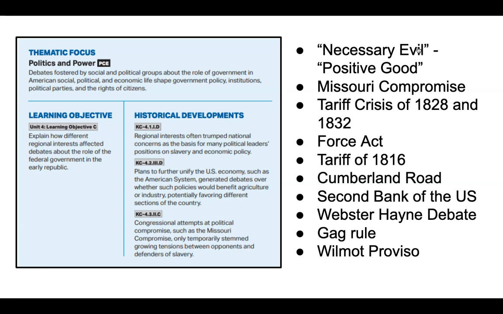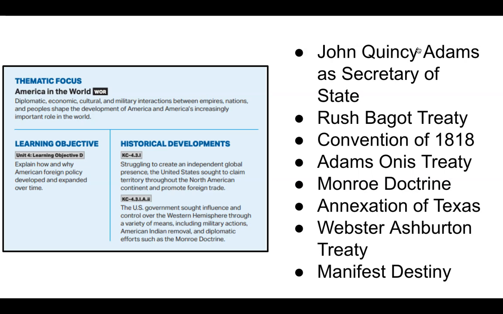You have deep divisions regionally in the political landscape of the United States, just as you have deep divisions nationally in the first party and eventually the second party system. All right. Now, when we look at America and the world during this period, really it all centers around one person. That's John Quincy Adams.